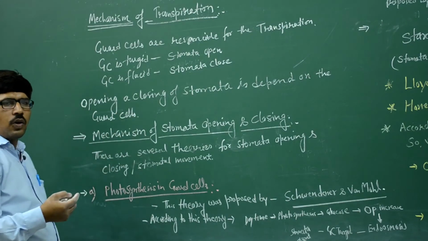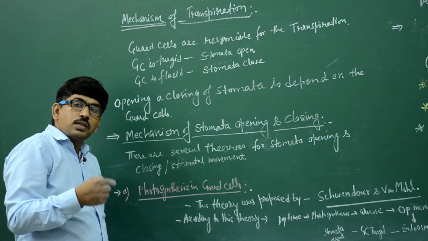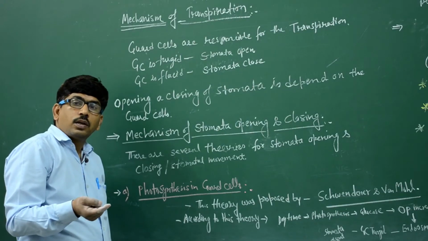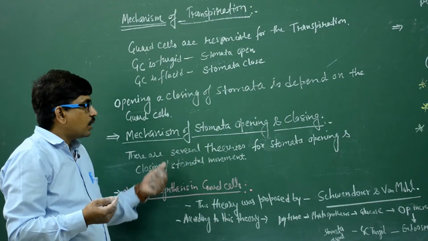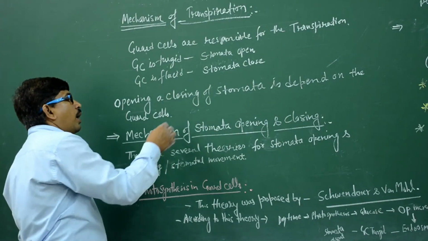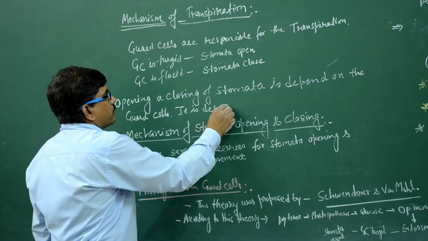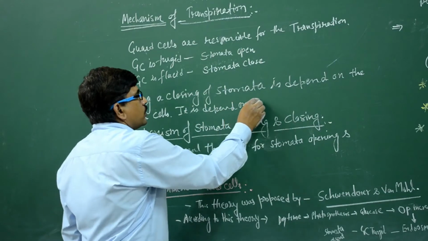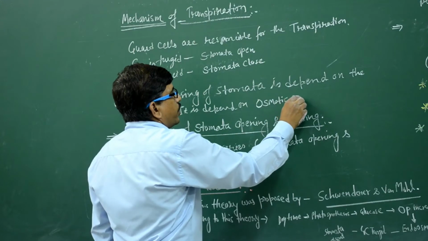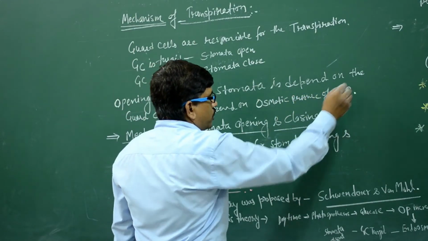So we can say the opening and closing of the stomata depend on the guard cells, and this is due to the OP and TP. It depends on the OP. किस पे डिपेंड करेगा? OP and TP. टर्गर प्रेशर करेगा, and it depends on the osmotic pressure of GC.